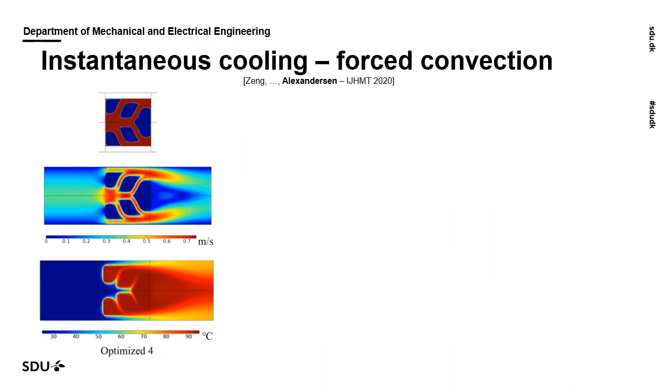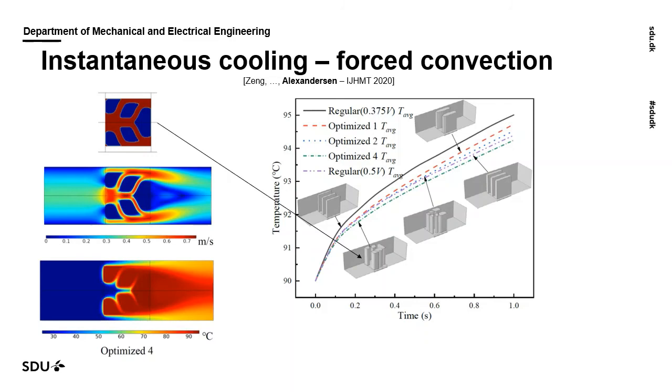Here we have one of our optimized designs. Blue denotes solid aluminum and red is fluid channels. So here it's actually air cooling. Here we see the velocity field and the temperature field after 1 second, sorry. So actually we're looking at a very short time span. We want to lower the temperature as fast as possible, or as much as possible, after 1 second. So we see that our optimized designs perform better than these reference geometries with similar properties otherwise, and we get a lower temperature after 1 second.